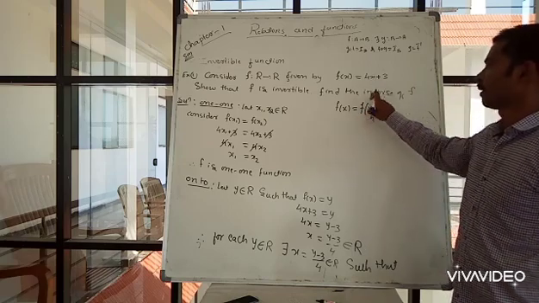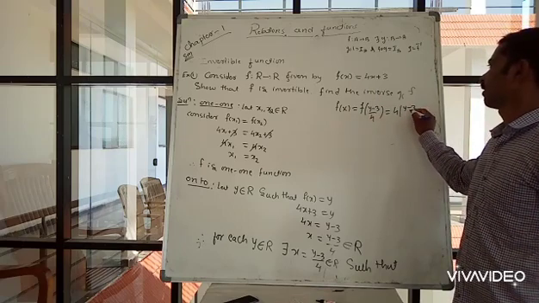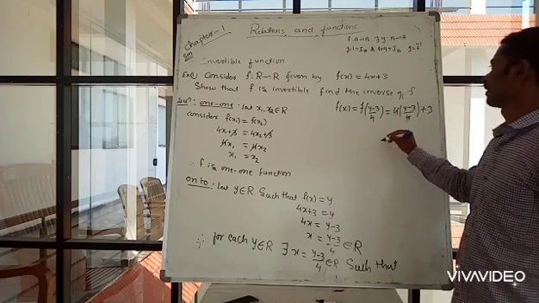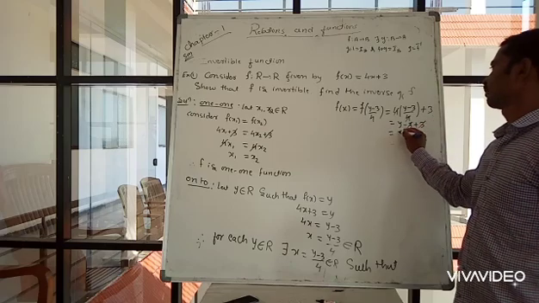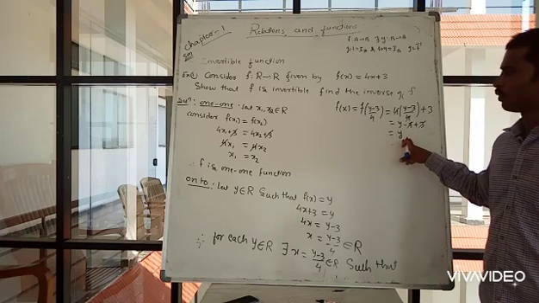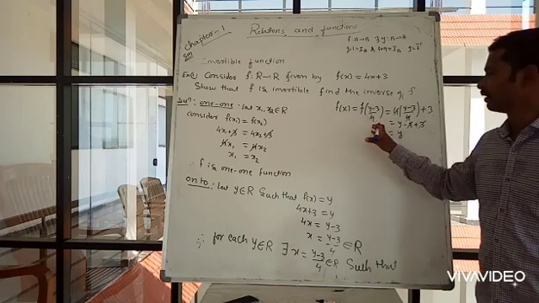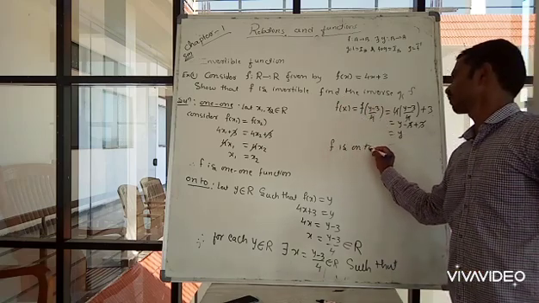In place of x, replace this value. It is 4 into y minus 3 divided by 4, plus 3. This 4 is cancelled with this 4. Then y minus 3 plus 3, the minus 3 is cancelled with this plus 3. This is y. So here each element of the codomain is the image of some element x in the domain. Therefore, the given function f is an onto function.